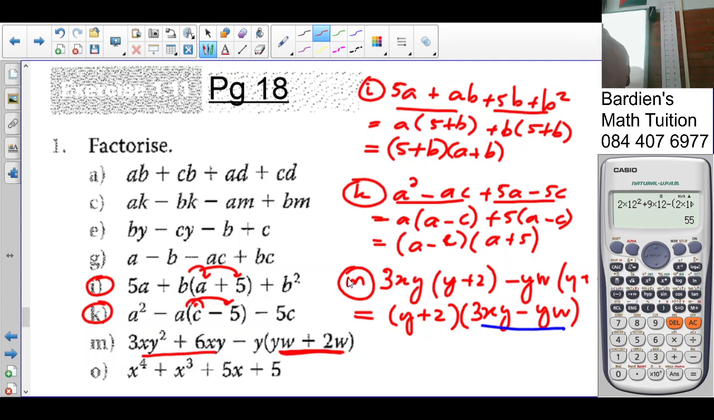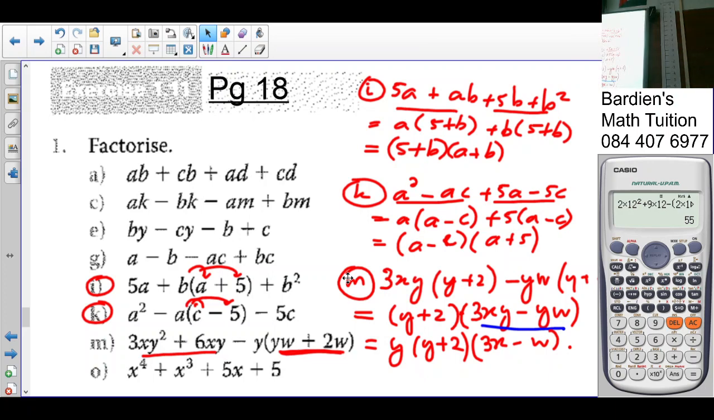Where do we put this y that's coming out as a common factor? Right in front. So it's y plus 2. Remember, we don't write it in the middle here. And we've got 3x minus w. Alright. Any confusion here? No?